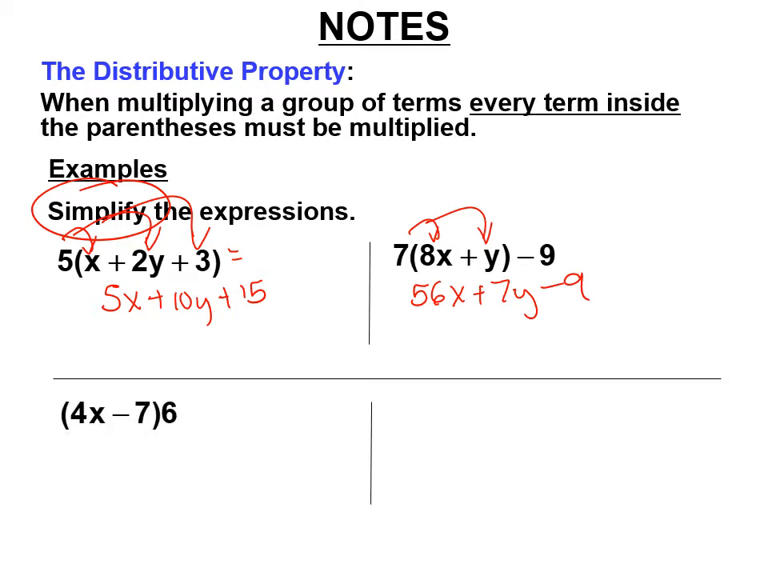Tricky tests sometimes put this back here. You had this on your summer quiz to see if you knew this already. So you do 6 times 4x is 24x, and 6 times negative 7 is negative 42, or you get minus 42 there.